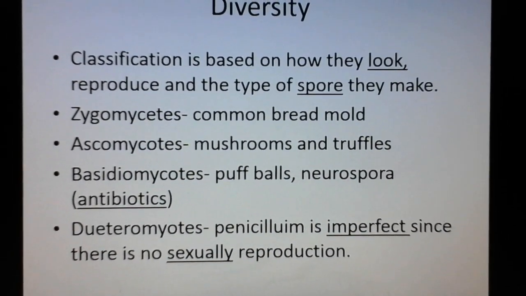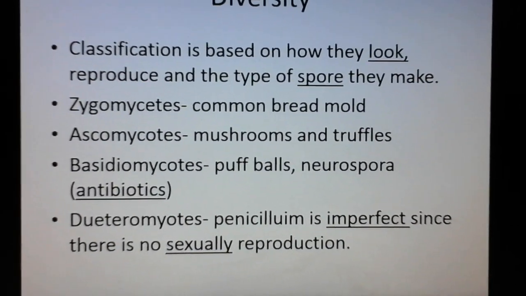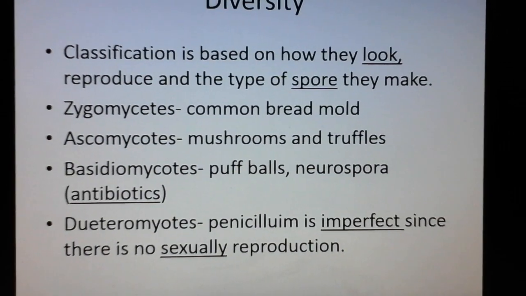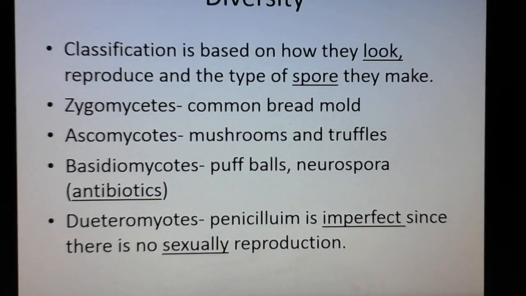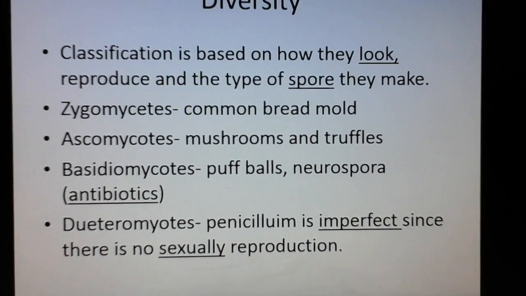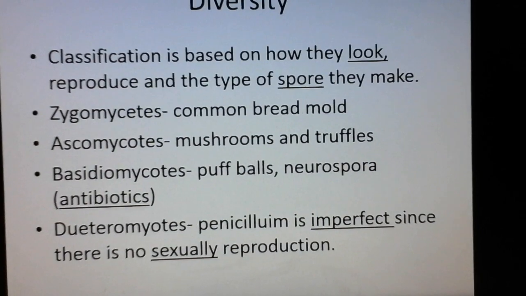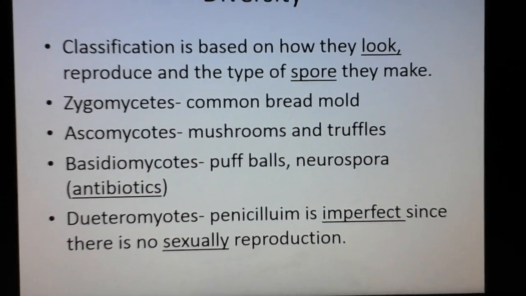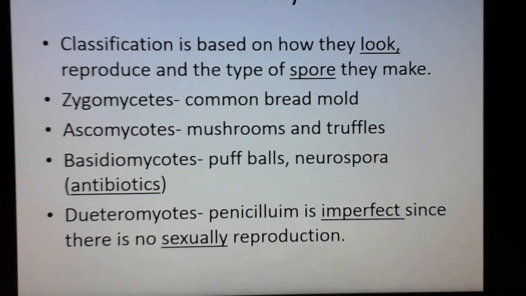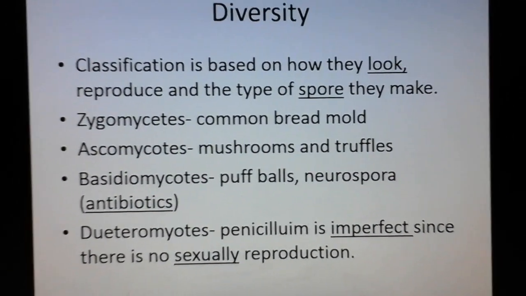This one here is called imperfect fungi. It is a fungus. It still has chitin. It still is a decomposer. It still has hyphae. It still has mycelium. It asexually reproduces, and we have never seen it sexually reproduce. So don't say they don't reproduce. If they didn't reproduce, they wouldn't be here. They just asexually reproduce. They make clones. We've never seen them sexually reproduce. So they have to be in a group by themselves.